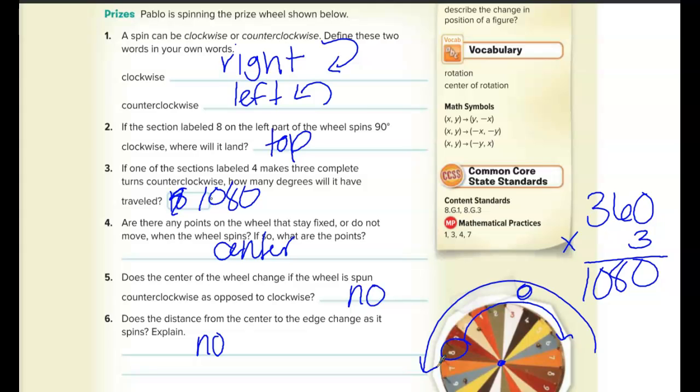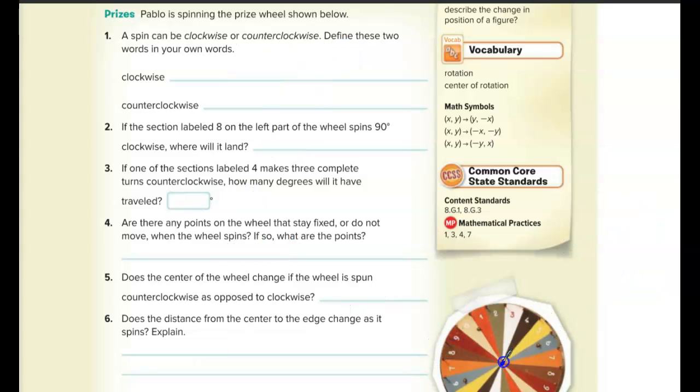Okay? What is it called on a circle from here to here? That diameter is the full length. Half of it is the radius. So the way that the book explained it is that the radius doesn't change on the circle as you spin it. Okay? Let's go to the next page.